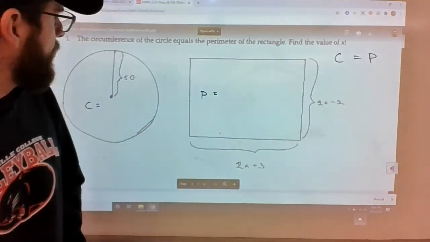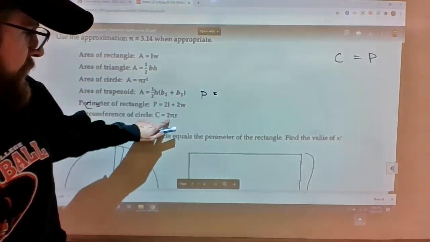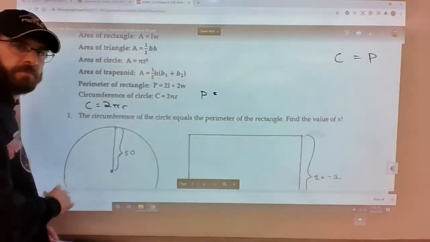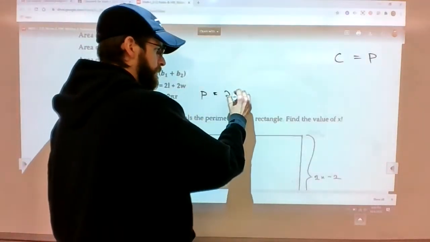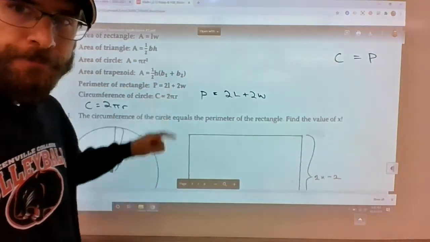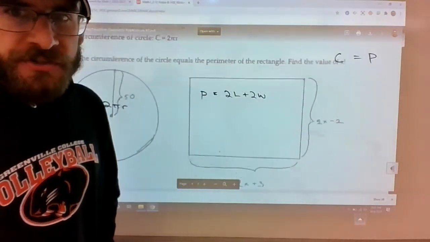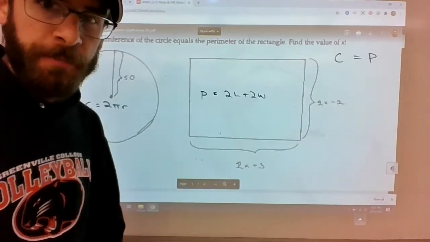We can do so by looking at our formula sheet up here. The circumference of a circle is 2 pi r. The perimeter of a rectangle is 2L plus 2W. That's an L, not a 1. Now we can solve for at least the variable expression that the circumference equals and the perimeter equals.